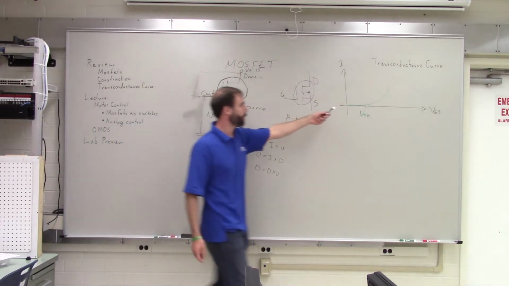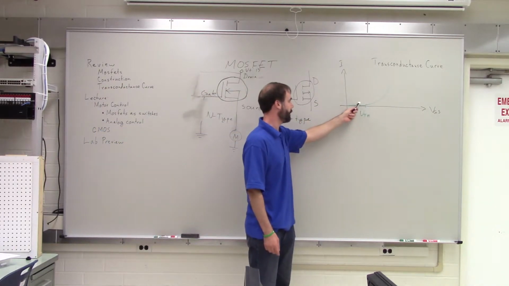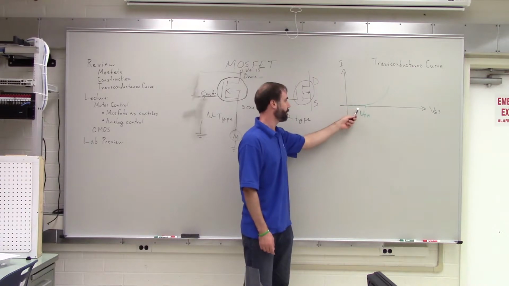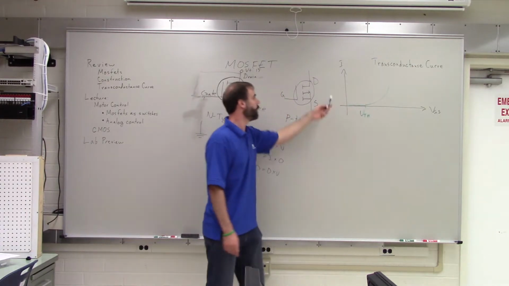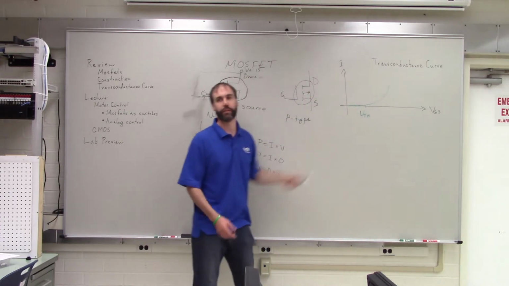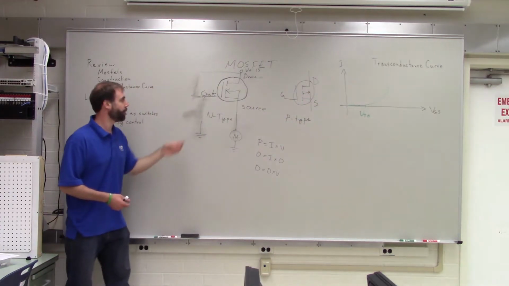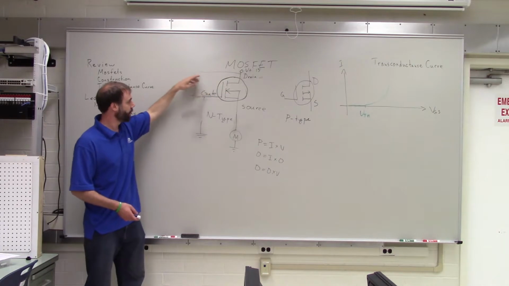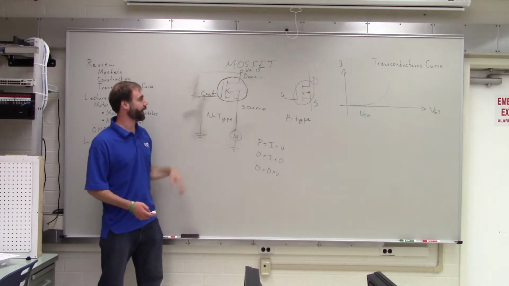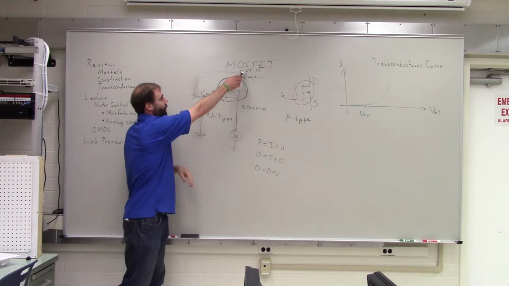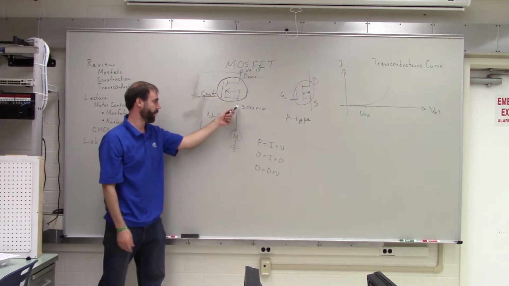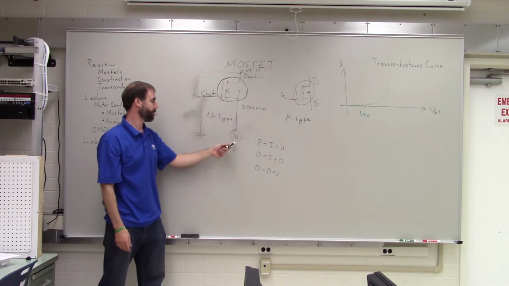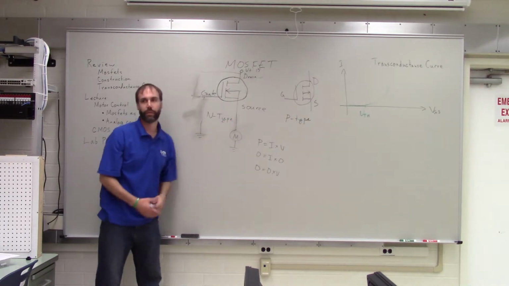Okay, so what happens is that when the gate voltage is low, that's over in this part of the transconductance curve. So that's where no current is being conducted. So basically the MOSFET is acting like an open circuit, like there's no connection between the positive 15 volts and the motor in this case.